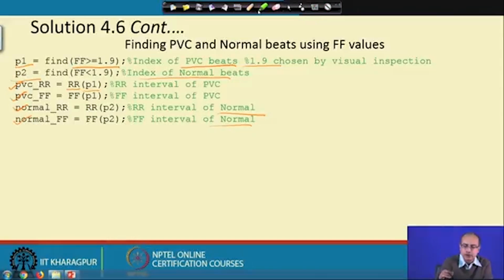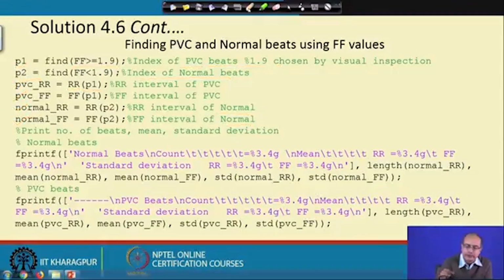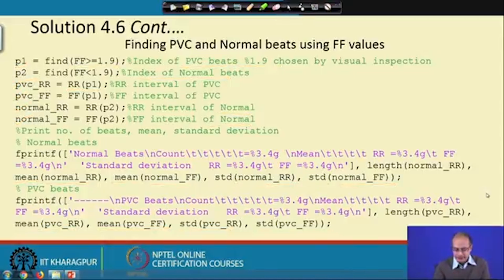This way, we get the two sequences separated, and that helps us do the next few things. We can compute the mean of the normal RR, mean of the normal FF, standard deviation of the normal RR, and standard deviation of the normal FF. In the same way, we get the mean of the PVC RR intervals, the mean of the FF value of the PVC cycles, and the corresponding standard deviations. So, we print all of them. Okay, so that is the next task we have.